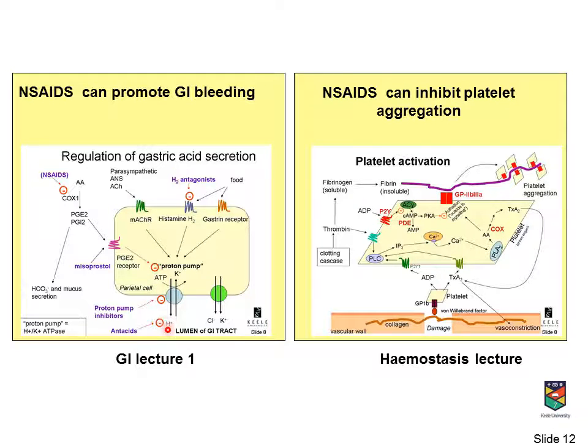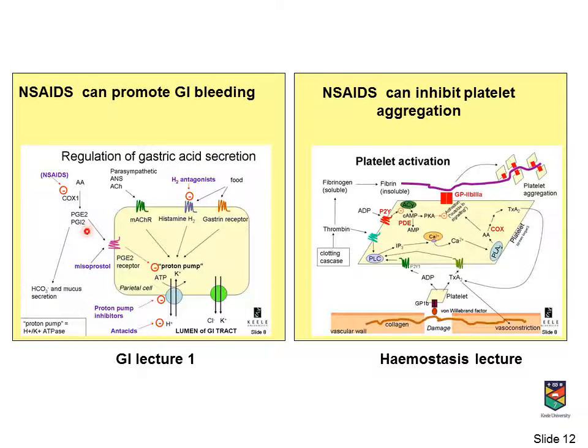So you're promoting protons being pumped into the lumen of the GI tract, and so you've got a greater acidity arising in the GI tract, and that can then contribute to damage to the gastrointestinal tract. And that's all coming about because you block the production of the prostaglandins by cyclooxygenase 1.